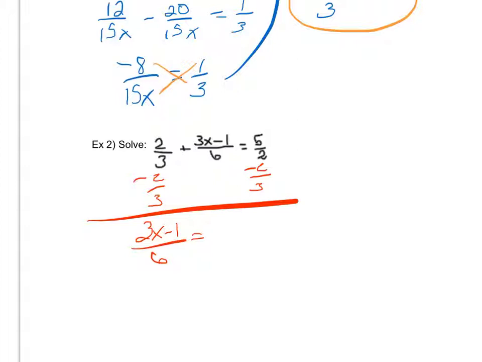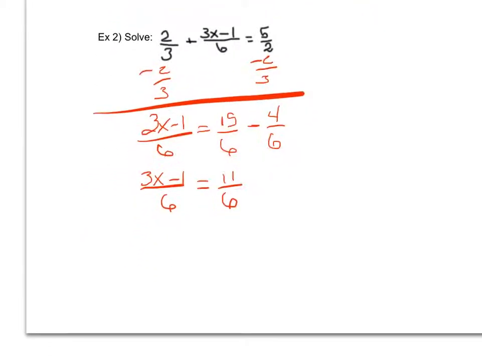I know that in order to add or subtract fractions, I need a common denominator. So instead of writing 5/2, I'm going to write 15/6. And instead of writing 2/3, I'm going to write 4/6. So notice I multiplied this first fraction, 5/2, top and bottom by 3. The second fraction, minus 2/3, top and bottom by 2 to get that common denominator, giving me 3x minus 1/6 equals 11/6. And now I'm ready to go ahead and cross multiply.